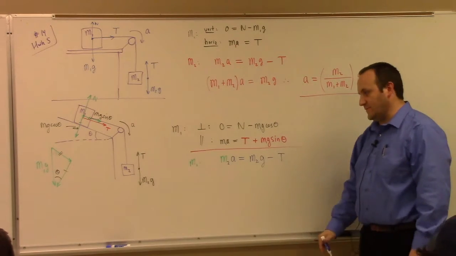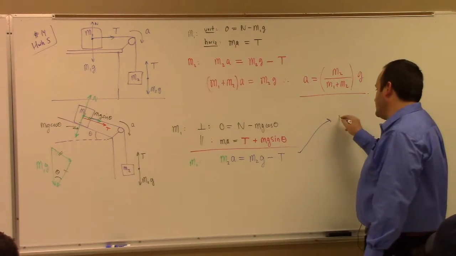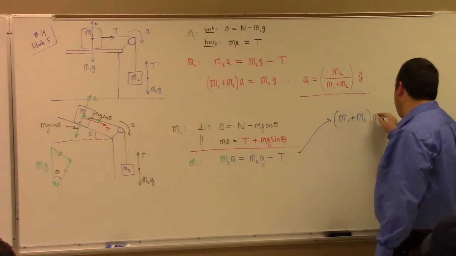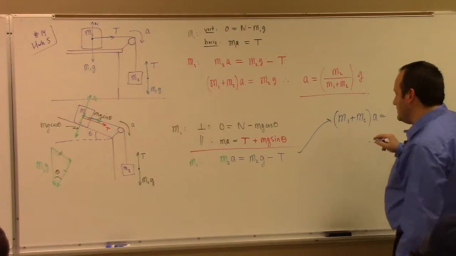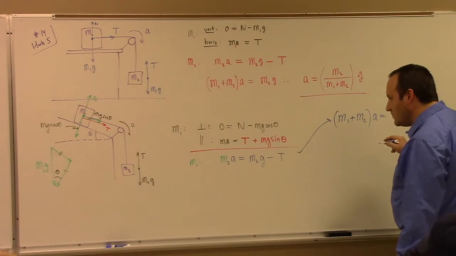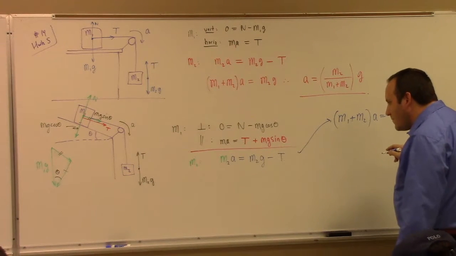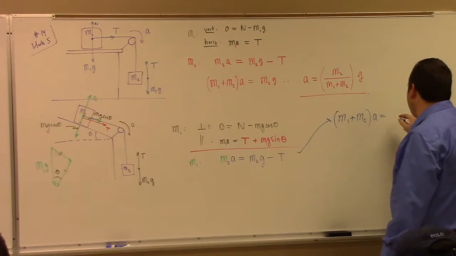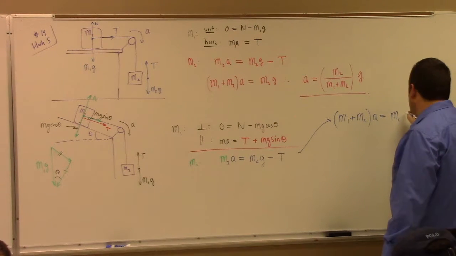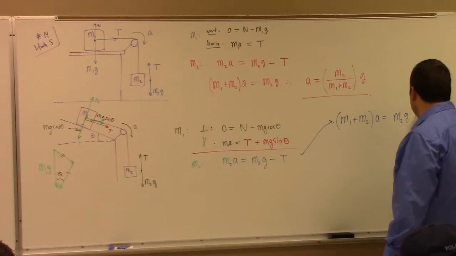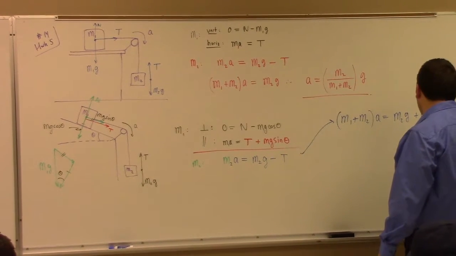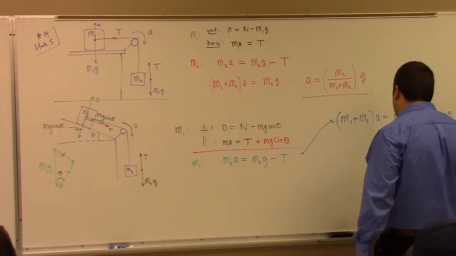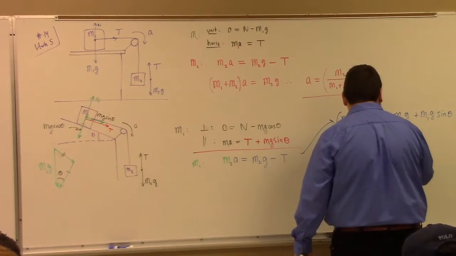Then we can solve. We do the same thing we do every time. Add the equations. What do we get? M1 plus M2 times A is equal to M2G plus M1G sine theta. Oh, yeah, I'm sorry. Thank you. I'm not thinking clearly. No surprise there. Let's see, m1g sine theta. All right, fine.